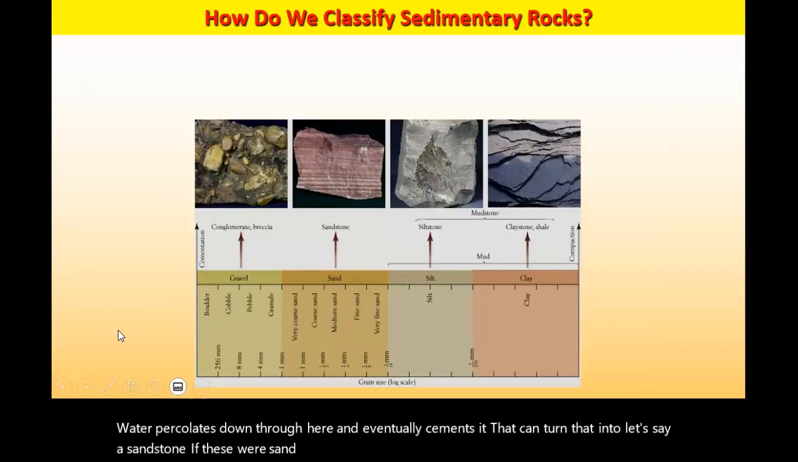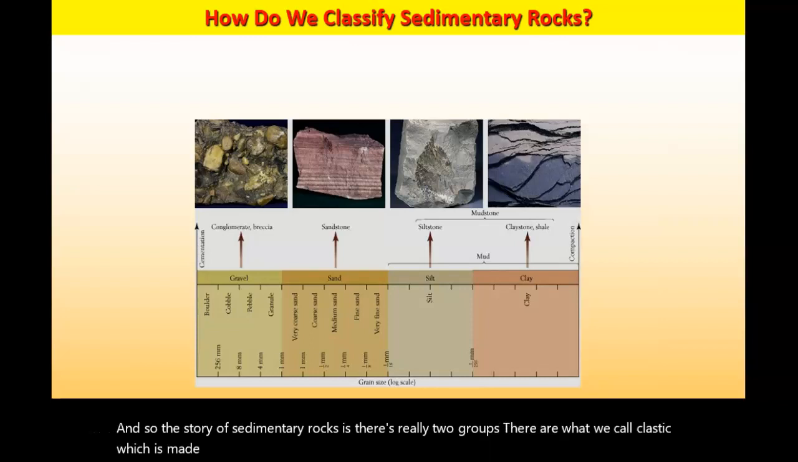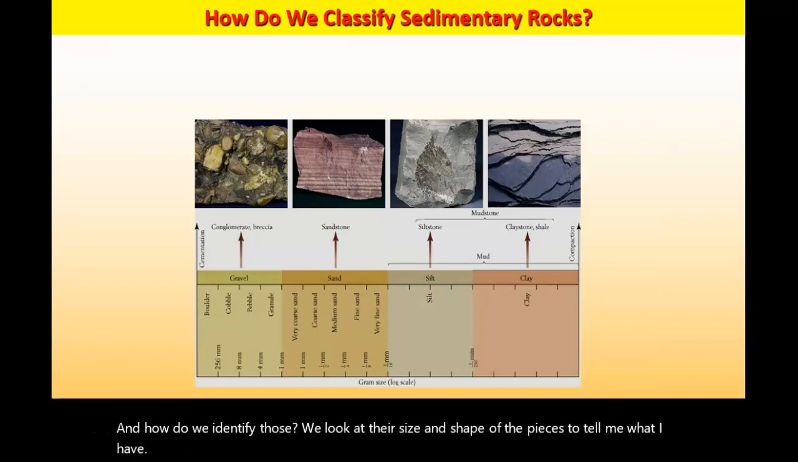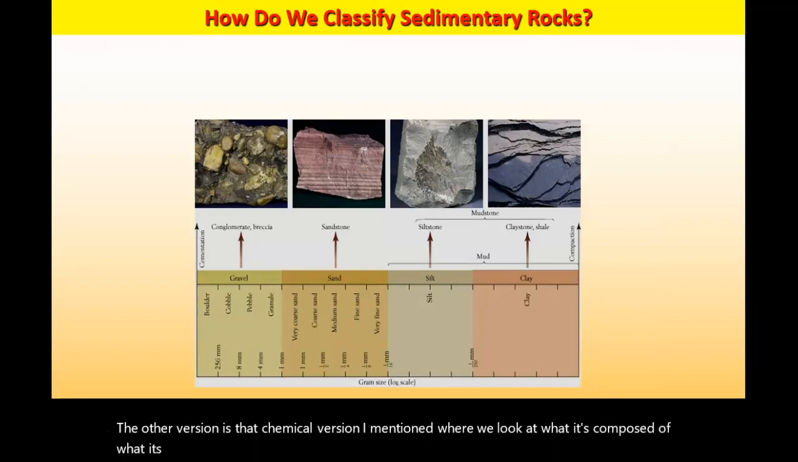Okay? And so the story of sedimentary rocks is there's really two groups. There are what we call clastic, which is made of pieces of other rocks that have been glued together. And how do we identify those? We look at their size and shape of the pieces to tell me what I have. The other version is that chemical version I mentioned, where we look at what it's composed of, what its chemical composition is to tell us what we have.